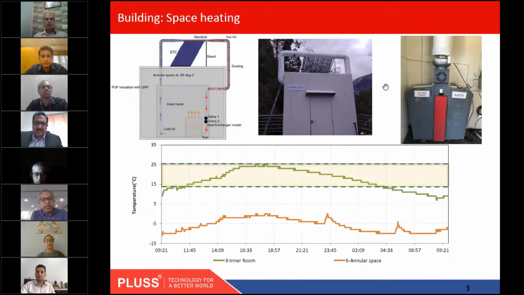The graph below is showing that the outside temperatures have been varying, let's say the red orange color, from -10 to plus 4 degrees, plus 5 degrees. But the inside room temperature has been constant between 15 to 25 degrees Celsius, simply by storing the heat.